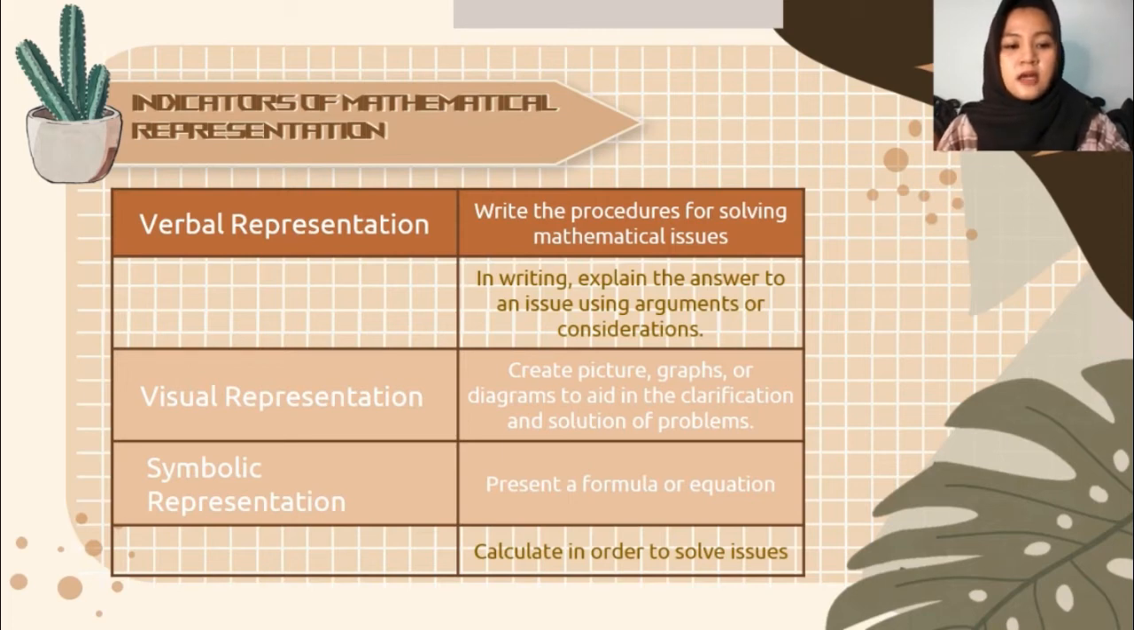The next indicator, in the visual aspect, is to create pictures, graphs, or diagrams to aid in clarification and solution of the problem. And the indicator of the symbolic aspect is to present a formula or equation and calculate in order to solve the issue.